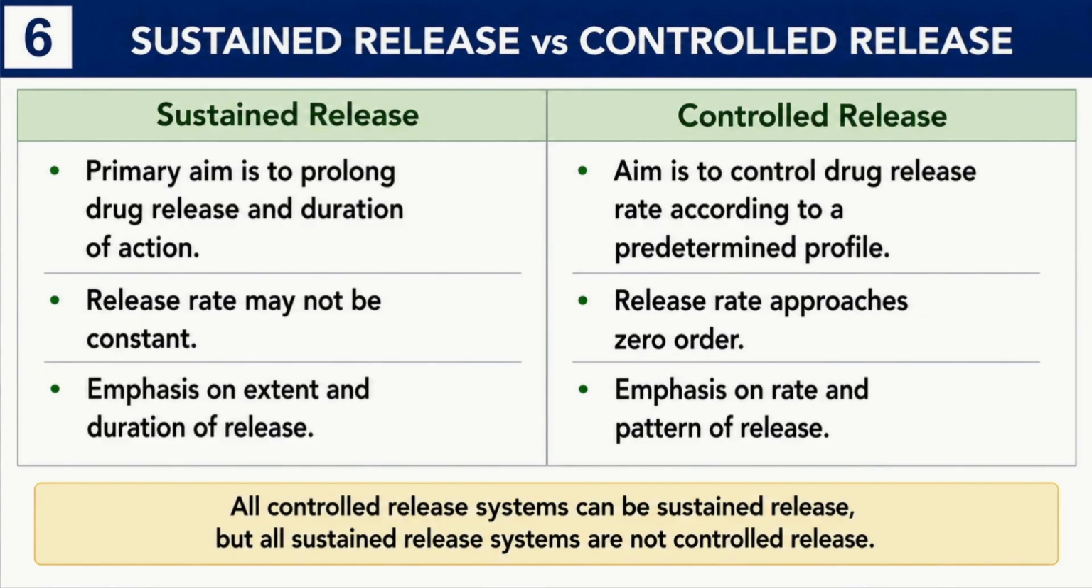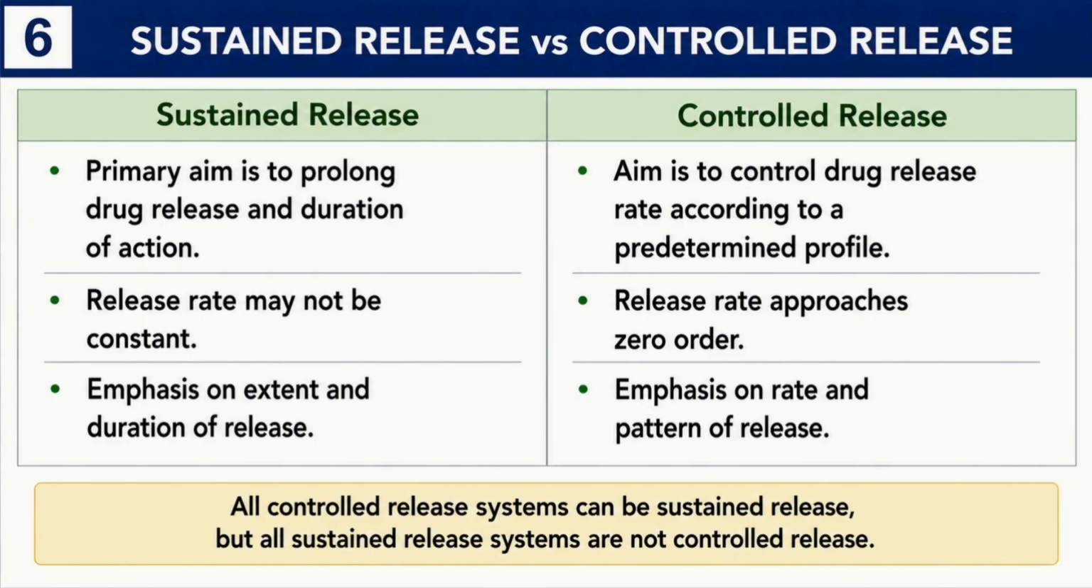A controlled release system implies a greater degree of control over the drug release rate. It approaches a predetermined release profile here. In an ideal controlled release system, the drug release may approach a desired zero order pattern. Therefore, every controlled release system can provide prolonged drug delivery, but not every prolonged or sustained release system provides the precise zero order release.